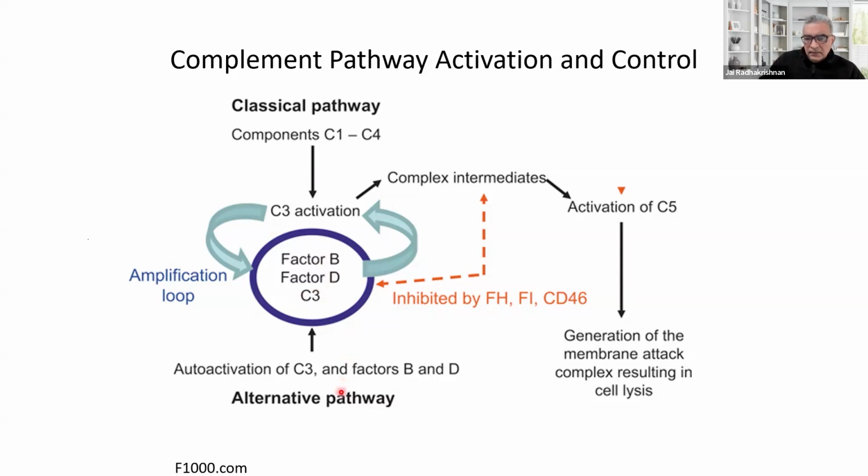So this is a self-activating complex, and it is inhibited normally by factor H, I, and CD46, also called MCP. So in patients with some dysregulation of this pathway, either because you don't have the inhibitors, or if there's a gain of function mutation in C3, for example, or the same gain of function mutation in factor B or D, you could have a revving up of this system, leading to the generation of C5 and the membrane attack complex, which causes damage.